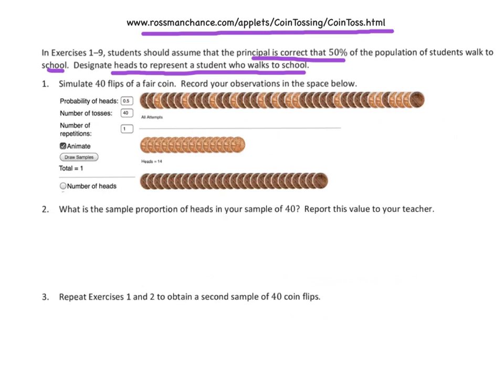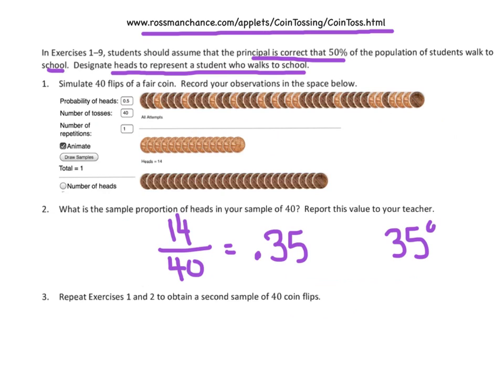So now the question is, based off of these results, what's my sample proportion of heads out of my sample of 40? We got 14 heads out of 40 flips of the coin, which equals 0.35. Of course, that's a 35% chance of getting heads in my sample. And certainly, if I could flip a coin 40 times and only get 14 heads when I'm expecting 20, then if you're going to survey 40 students and ask them whether they walk to school or not, it's plausible that only 16 said they walked, when indeed you'd expect 20.